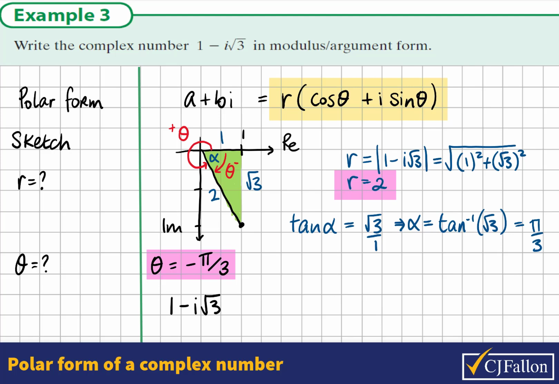So now when we go to express our number in polar form, we know its radius is 2. So it's 2 by cosine of our angle, negative pi over 3, plus i sine of the argument angle, negative pi over 3. That's the number expressed in polar form.